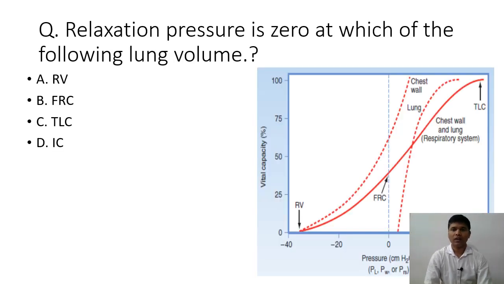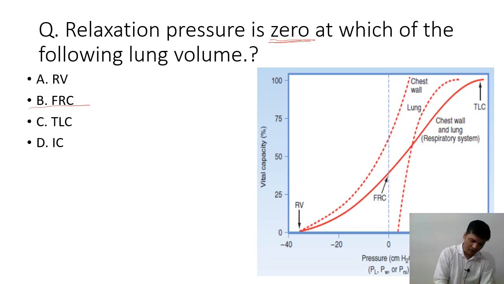So here is the first question. Relaxation pressure is zero at which of the following lung volumes? So here the question is about zero relaxation pressure. The answer is very simple. That is called functional residual capacity.